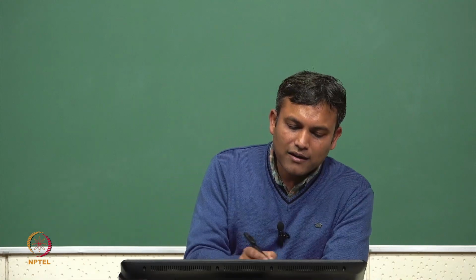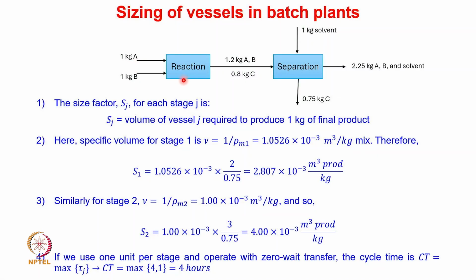So you can see that in stage 1, 1 kg of A is added and 1 kg of B is added, so the total amount becomes 2 kg. Out of 2 kg, 40% is the weight of C, so that will be 0.8 kg of C, and the remaining 1.2 kg will be the unreacted A and B.